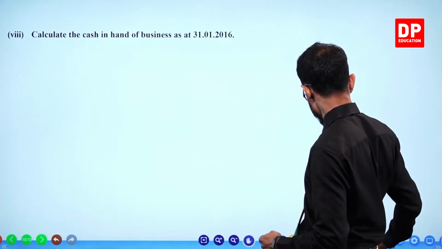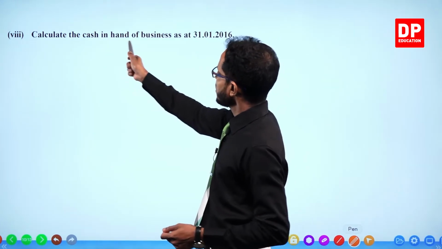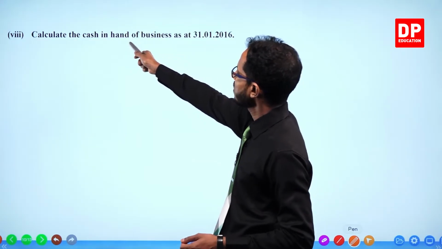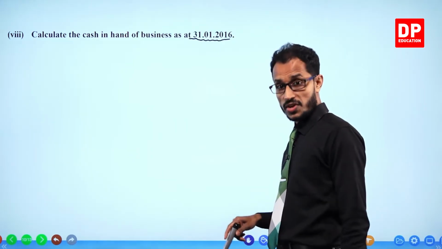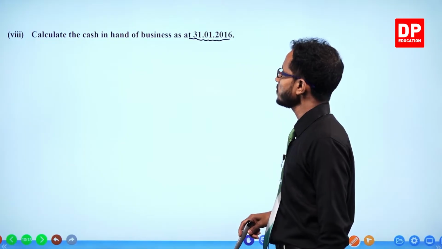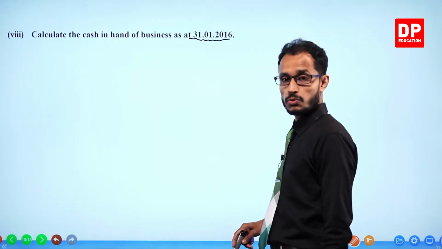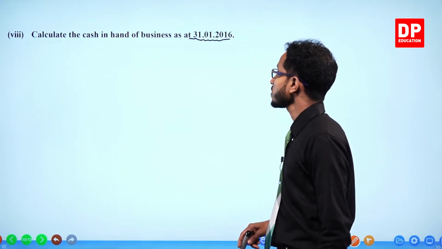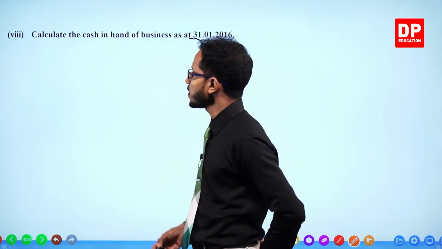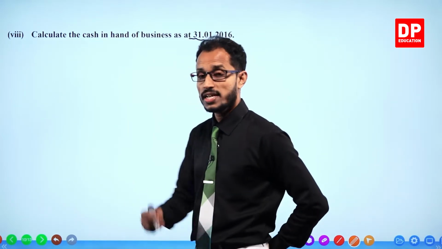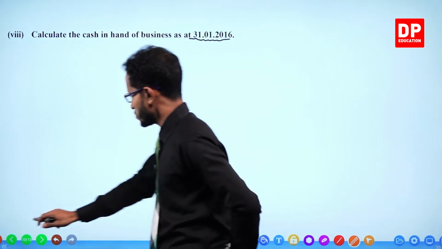Next part. Calculate the cash in hand of the business as at 31st January. 31st of the month, end of the month, and closing cash balance. So now you have to get the opening cash balance and calculate the closing cash balance. All right, let's do it.